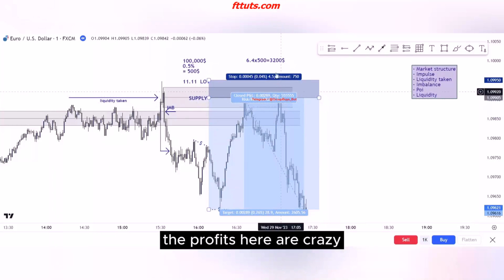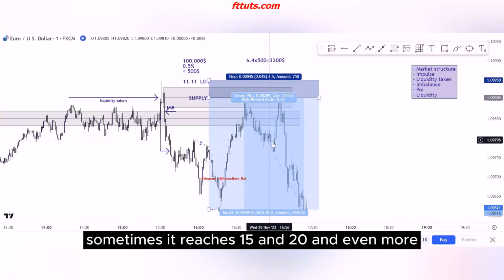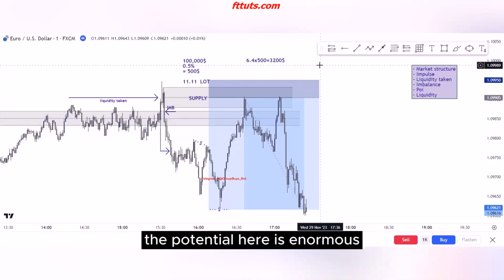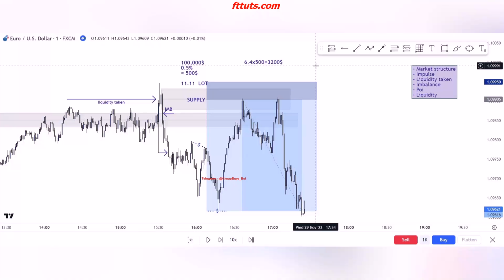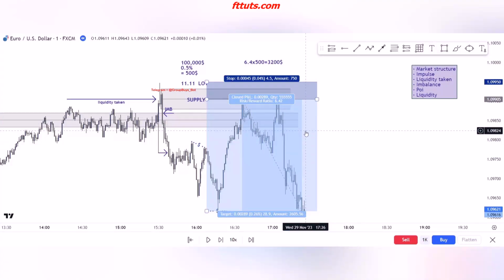The profits here are crazy. We only enter here with 6R. Sometimes it reaches 15 and 20 and even more. The potential here is enormous, and it's fun to have opportunities almost every day.